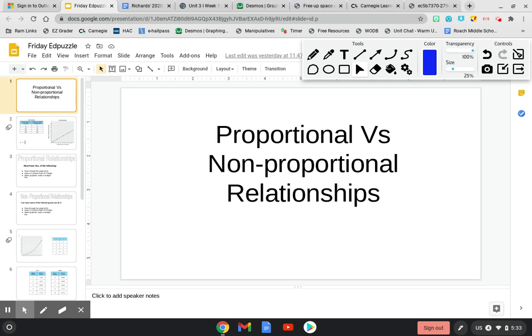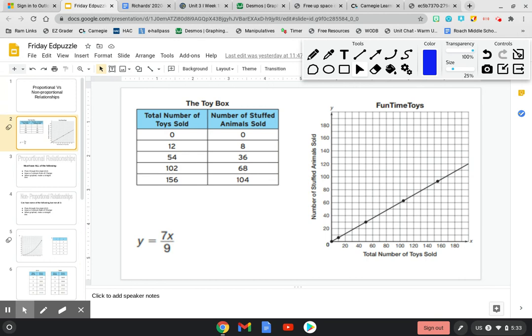This lesson is over proportional versus non-proportional relationships. And so we've been working on that this week. We have been using tables, graphs, and equations to figure out our slope. We just have input-output charts here, guys.